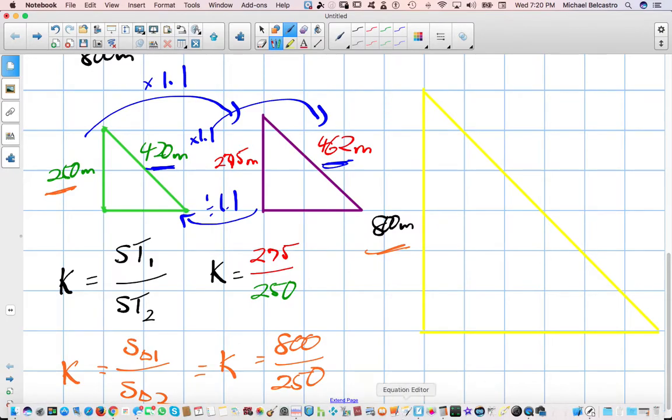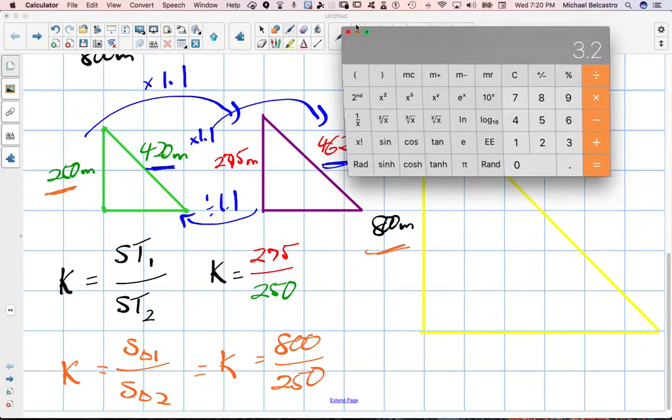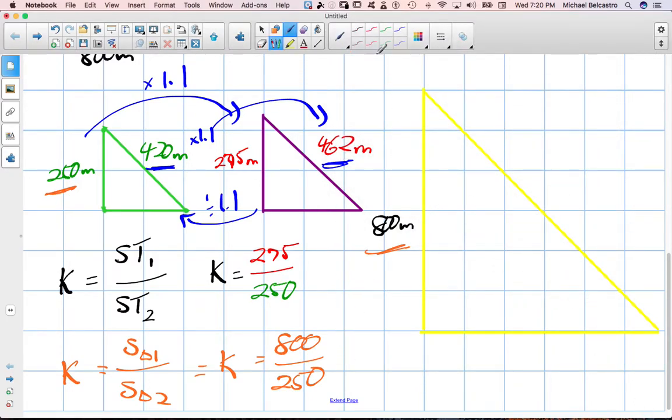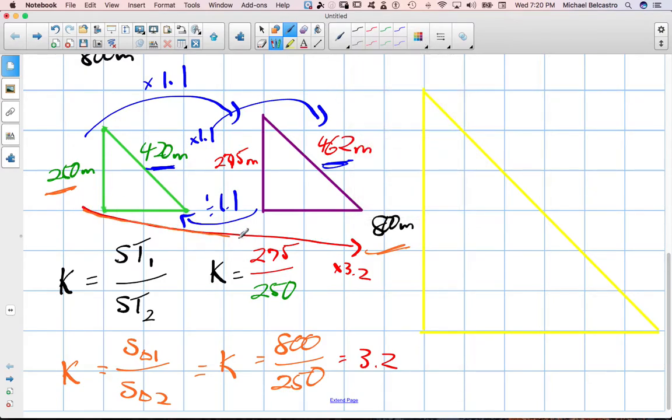So take our calculator out again. 800 divided by 250. 3.2. So our K factor from green to yellow is 3.2. That means, I guess I should maybe redraw this. We'll just slip it in here. This is multiplying by 3.2. I'm no longer orange, am I? Sorry, I don't see colors amazingly. There we go. Times 3.2, and vice versa.